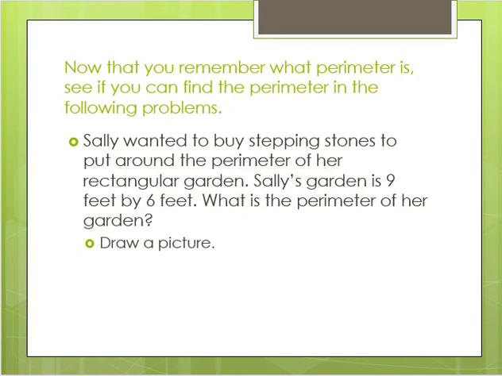Sally wanted to buy stepping stones to put around the perimeter of her rectangular garden. Sally's garden is 9 feet by 6 feet. What is the perimeter of her garden? You can draw a picture out to help you answer. Pause the video, draw your picture out, label your rectangle 9 by 6, and then solve for the perimeter of the garden.